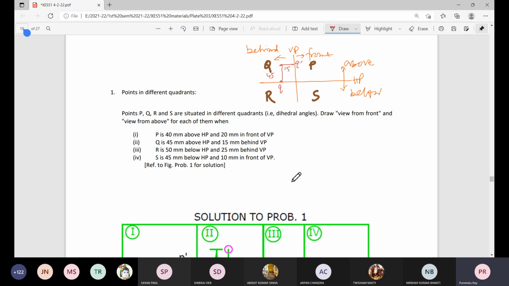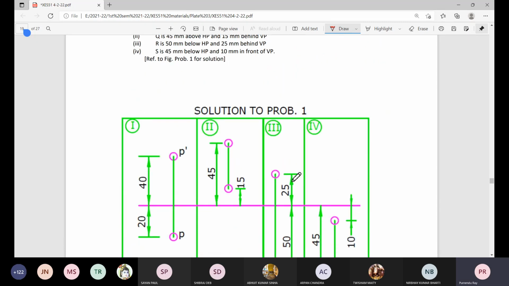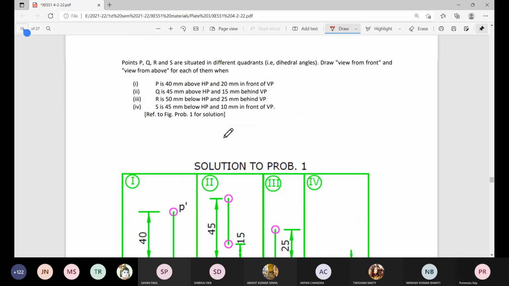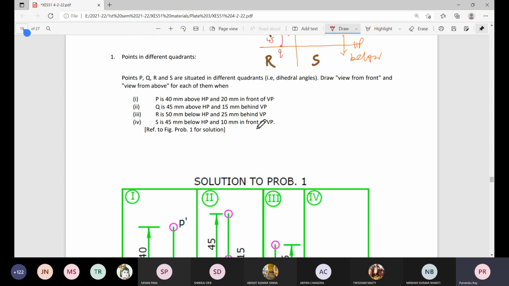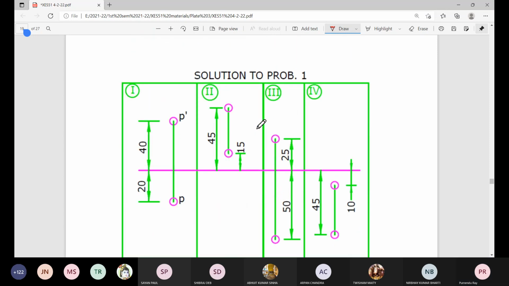And in this diagram, you will find 15 millimeter behind VP. 15 millimeter behind VP means it is the plane, and 45 millimeter above HP, it is the elevation. So this is the name Q and Q dash in lowercase.